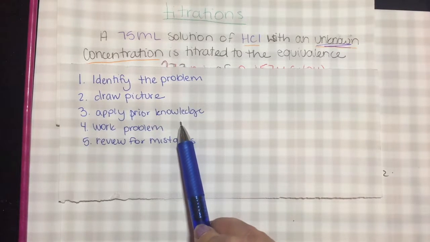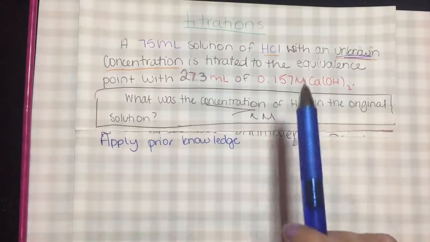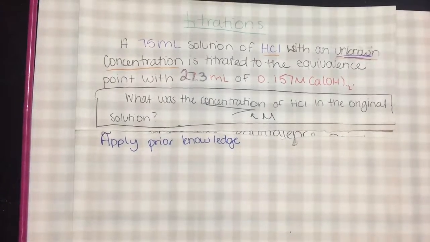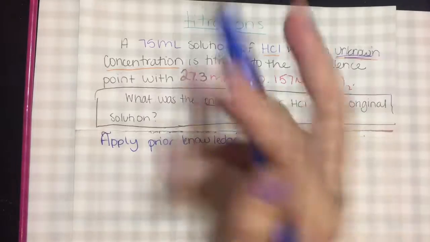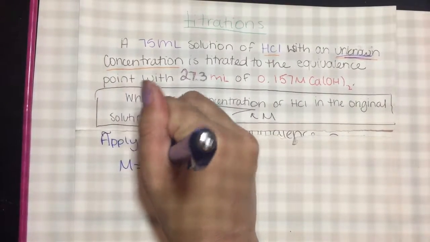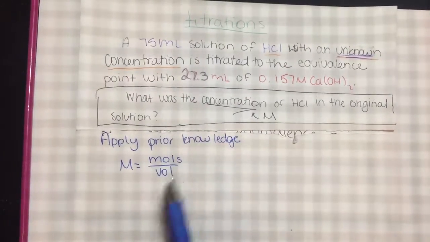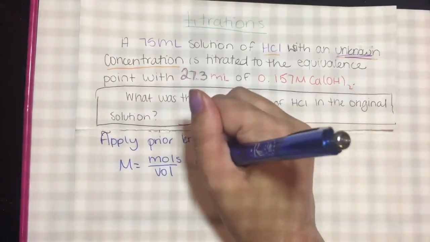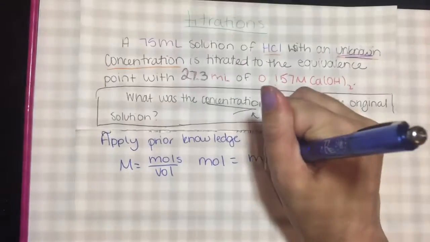Our third step is to apply prior knowledge. So the first thing we're going to do is figure out what equation we are going to use to solve this problem. Since it says concentration, we know that we're dealing with molarity, and we know that molarity is equal to moles over volume. In this equation, we're trying to isolate moles. So we're just going to multiply molarity times volume.